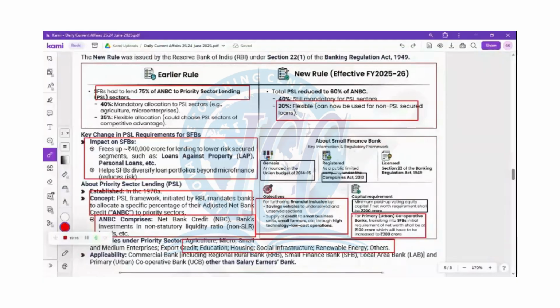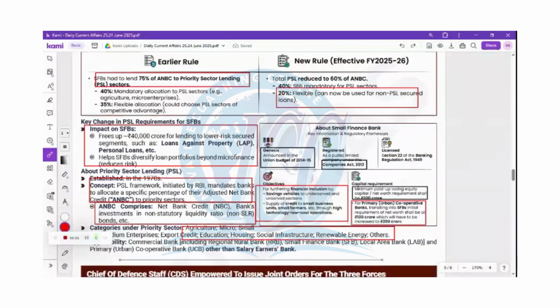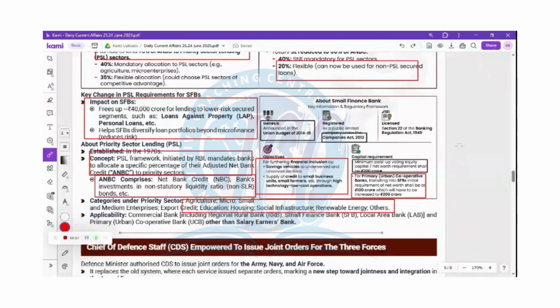The small finance banks are regulated under the Companies Act. Again, important. Matlab, you have to register your small finance bank under the Companies Act. Then they will be regulated under the Banking Regulation Act by the Reserve Bank of India. Now, to open your small finance bank, you need to have a promoter's capital of 200 crores. Matlab, people who are investing for the first time.